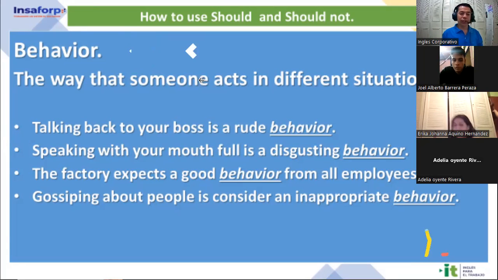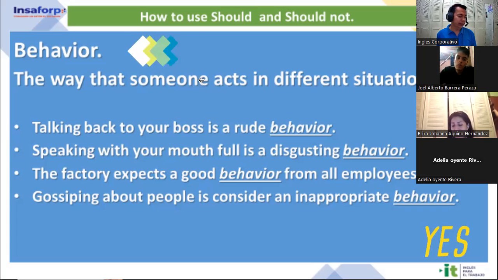Cuidadito. Okay. Continue. Repeat after me, please. The factory expects a good behavior from all employees. Gossiping about people is considered an inappropriate behavior. Good. Questions, class? Any question?